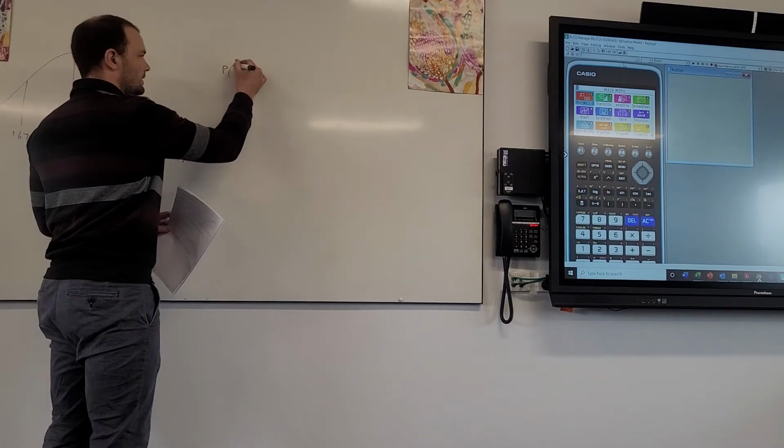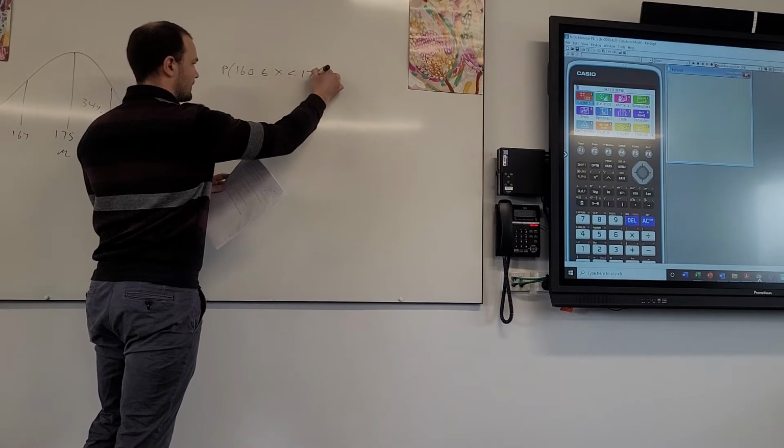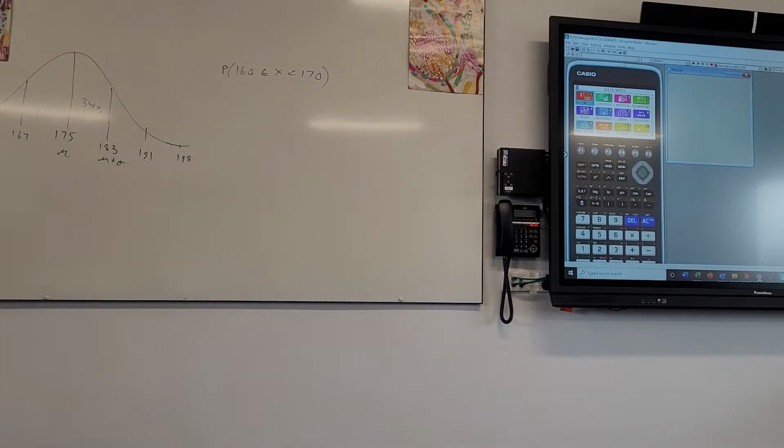It says find P(160 ≤ X < 170). Okay, so we should remember in the context of the problem, that's saying what is the probability that the height is between 160, which is like here, and 170, which is like here. So it's asking us what's the probability of this event occurring between 160 and 170. Now you'll notice that it doesn't correspond with any of the standard deviations on our diagram, which means we can't just look at the diagram and add it up. We need to use technology.